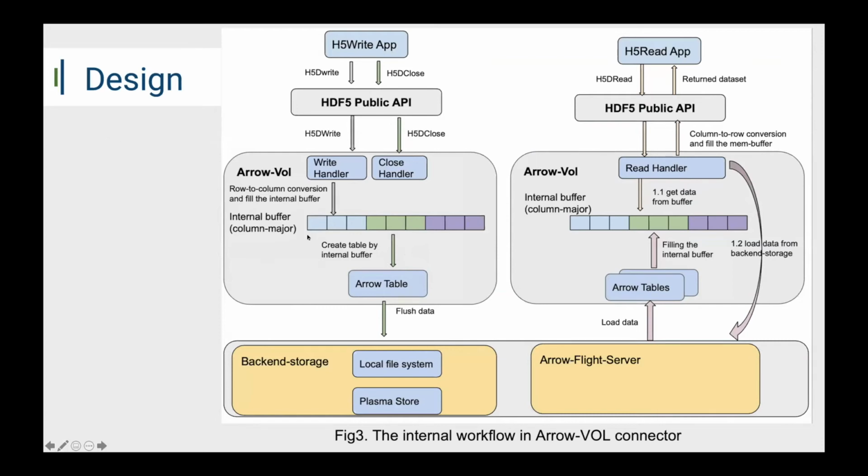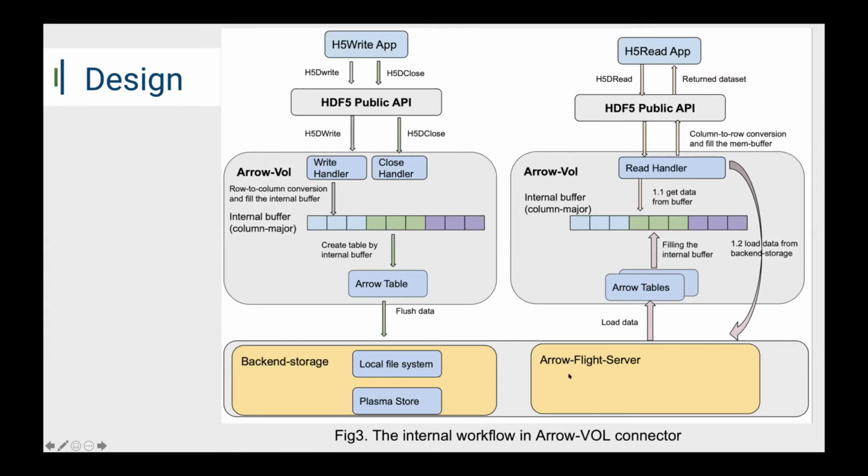This slide shows the internal workflow in the Arrow connector. In our design, each MPI rank will write its specified subset region as an Arrow table to the backend storage or Arrow Flight server. Here, the backend storage includes the local file system and Plasma store. Plasma store is an in-memory object store provided by Apache Arrow.